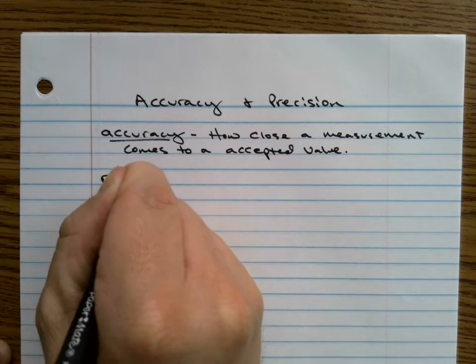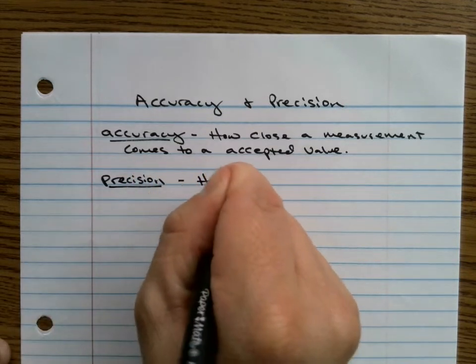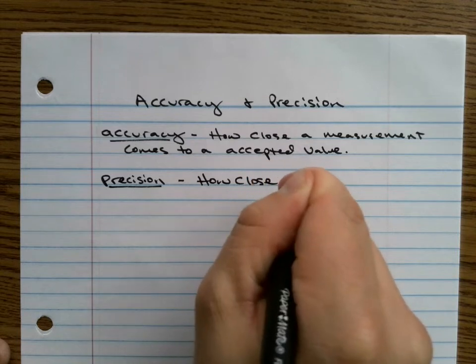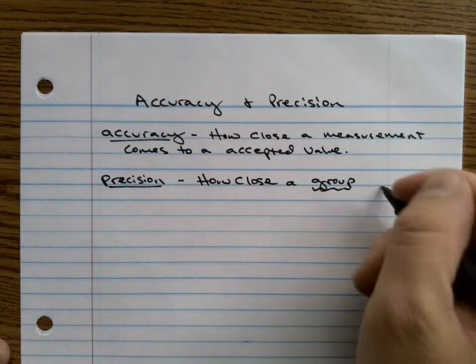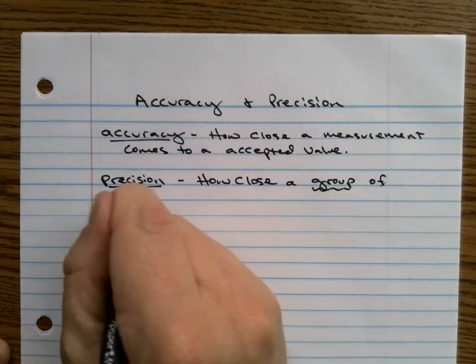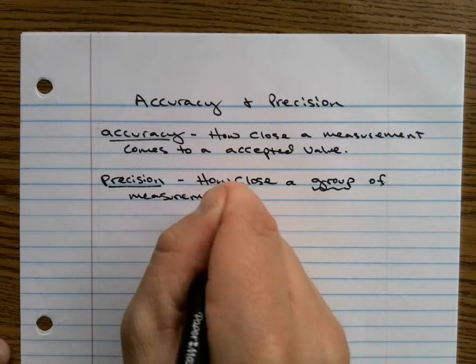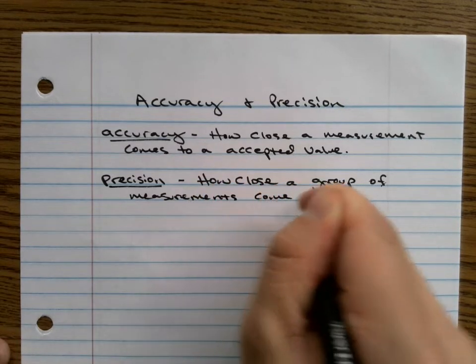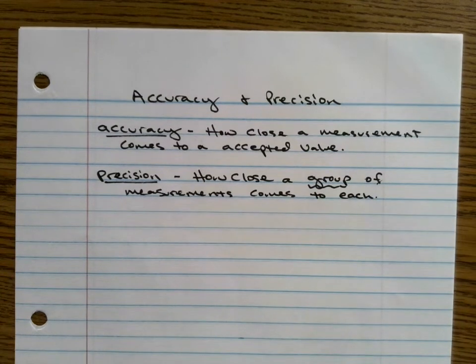precision, okay, refers to how close a group of measurements comes to each other. Now, this is very important because you may get lucky on your first shot and you may hit the bullseye and you're like, hey, I'm pretty good, right?